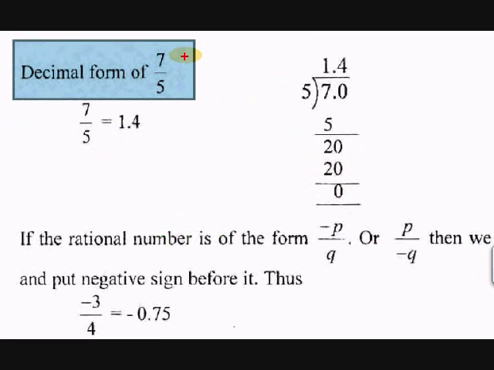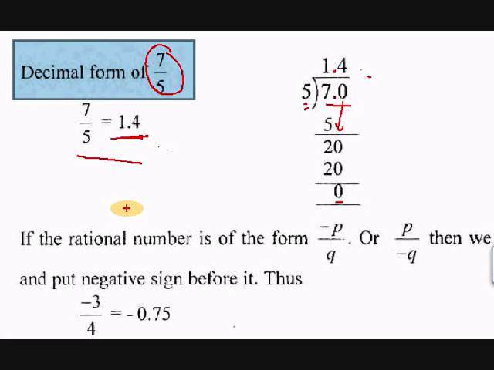Look, what is the decimal form of 7 by 5? 7 divided by 5 is 1, with 2 left. 5 doesn't go into 2, so add 0 but put a decimal point, right? You know how to do the division. The remainder is 0, so it is terminating. So 7 by 5 can be represented as 1.4.